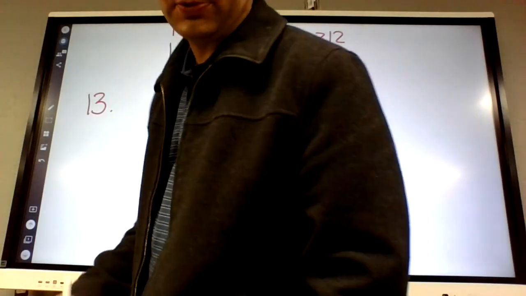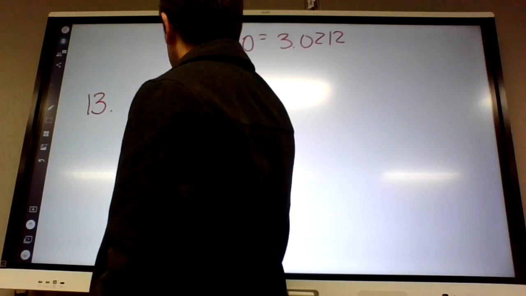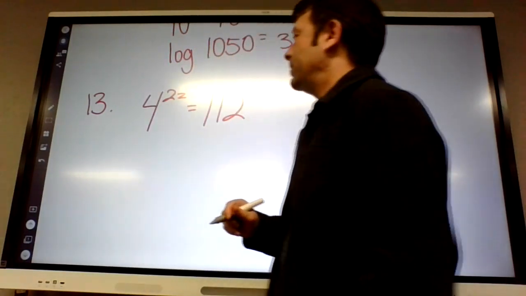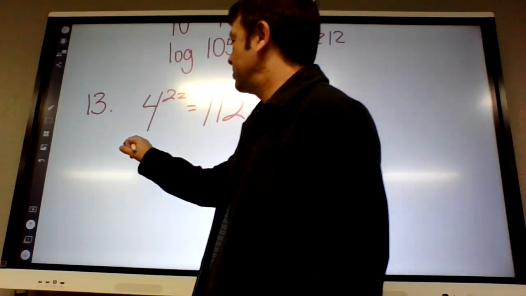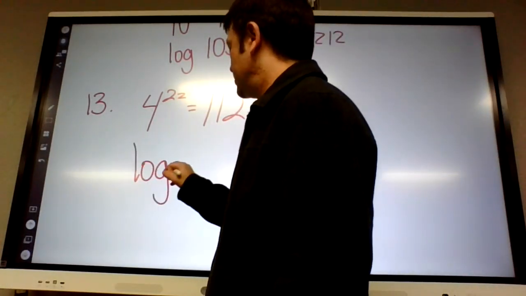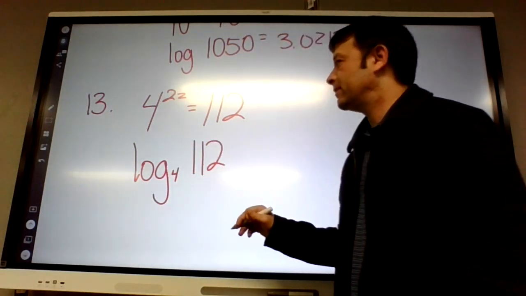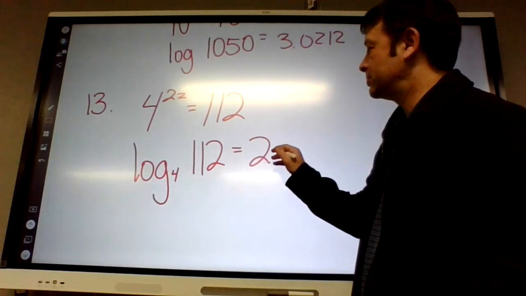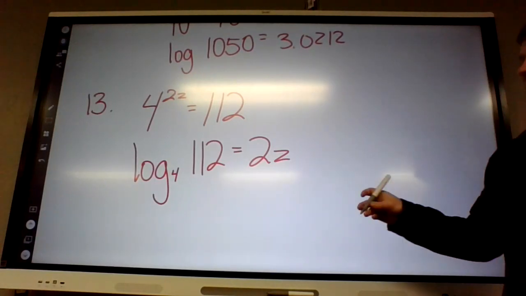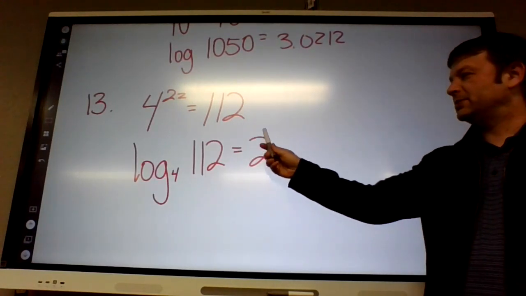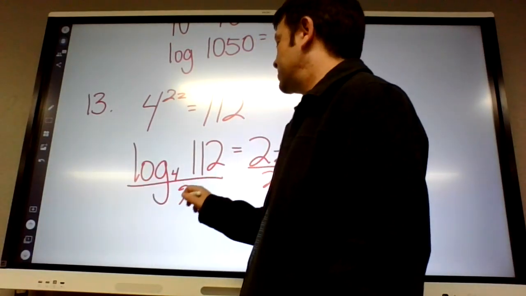4 to the 2x equals 112. So this is already kind of like number 9, right? So we can go straight to the log here. Log base 4 of 112 equals. So what do you guys think we're going to have to do on this one? Divide by 2. Right, we have to get rid of the 2 over here. You can plug all this in your calculator at once still, it's just that divided by 2.